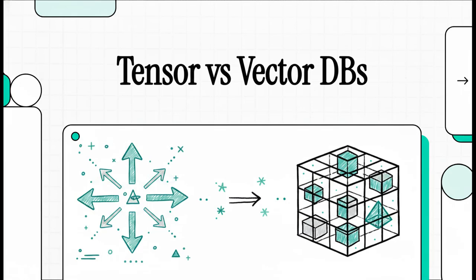Okay, let's dive right into this explainer and really unpack the modern AI data stack. If you've been anywhere near artificial intelligence lately, you have probably heard the term vector database thrown around constantly. But what about tensor databases? Well, today, we're exploring the crucial difference between vectors and tensors and why understanding this distinction is absolutely fundamental if you're building scalable AI applications.